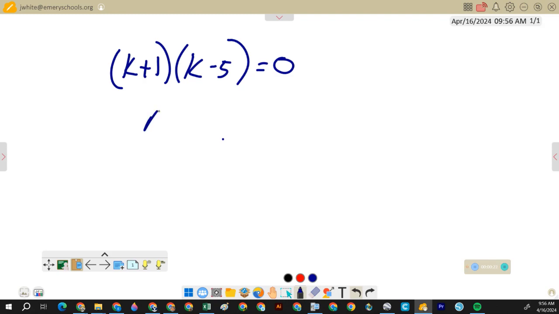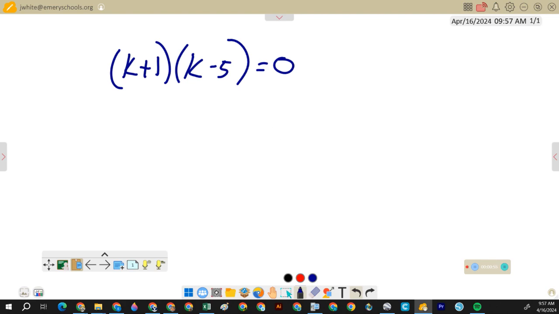And imagine if we said a times b equals 0. What do we know about a and b in order for that to be true? They could both be 0. Is that the only possibility? If a is 0 and b is not, it's still true. If b is 0 and a is not, then it's still true. So either a is 0 or b is 0 or both.